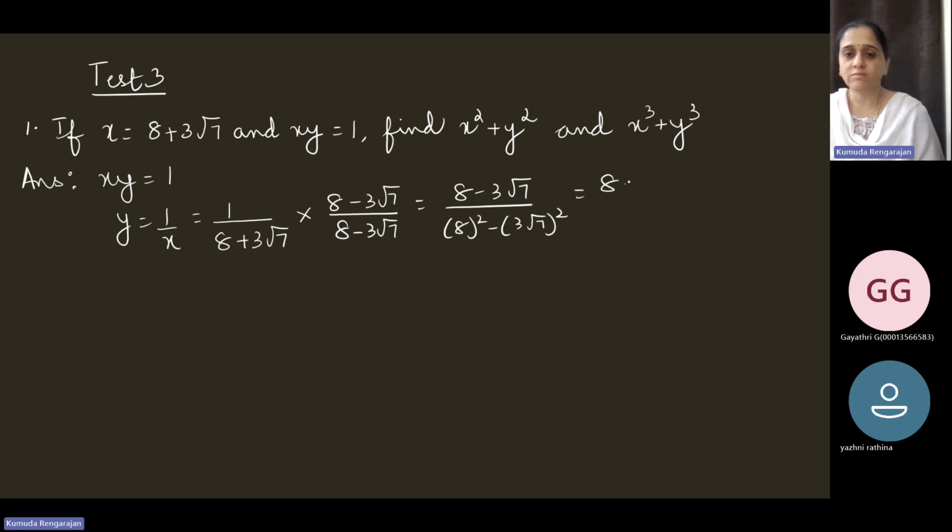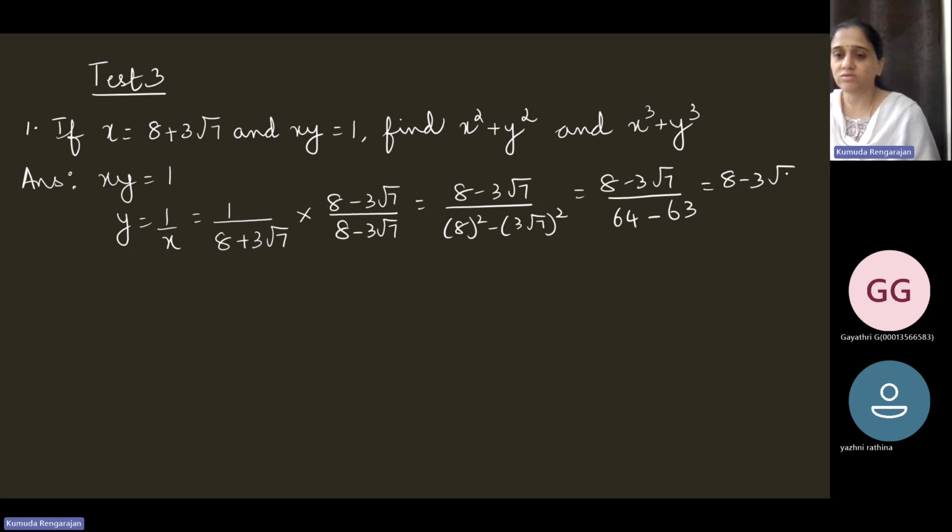which is 8 minus 3 root 7 divided by 64 minus 3 into 3 is 9, and 9 sevens is 63. 3 root 7 into 3 root 7: 3 threes are 9, root 7 into root 7 is 7, and 9 sevens is 63. So this is 64 minus 63, which is 1, so y is nothing but 8 minus 3 root 7. Now we have the expressions for x and y with a rational denominator, 1.